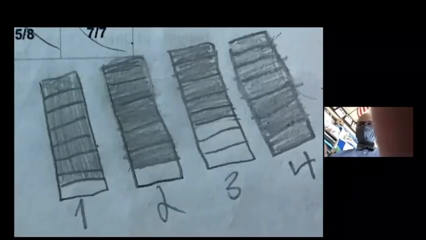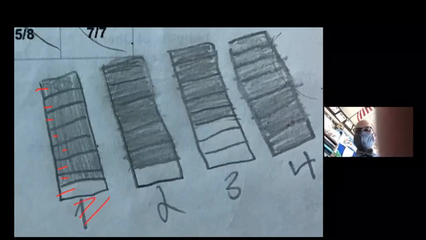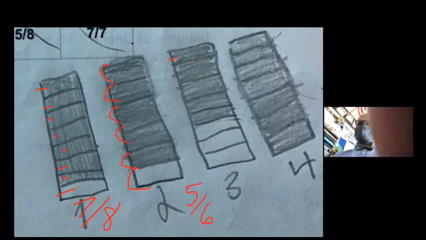1, 2, 3, 4, 5, 6, 7 of 8. Yes, this is 7/8. And what is this one right here? It's 1, 2, 3, 4, 5, 6. So this one would be 5 of 6. And this one right here is 1, 2, 3, 4, 5, 6, 7, 8, and only 1, 2, 3, 4, 5. 5/8.